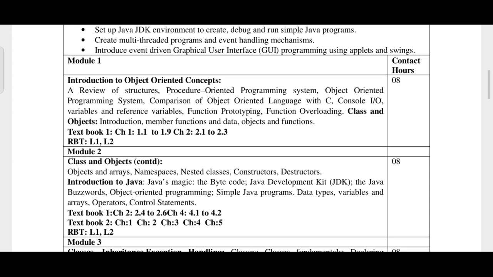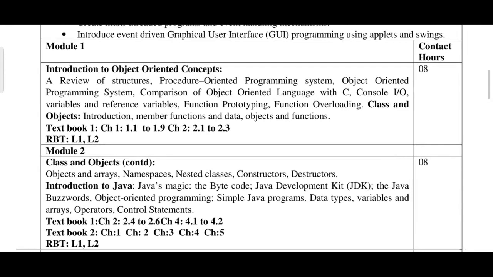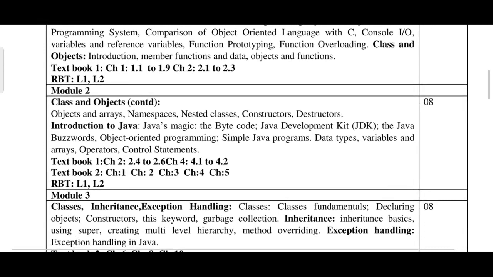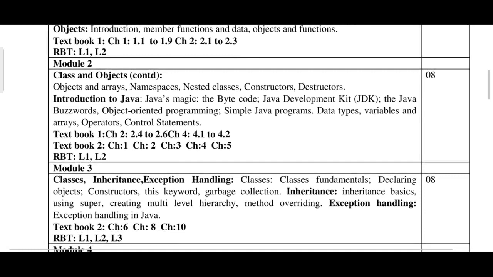So textbook number 1, as you can see here, which textbook? There are two textbooks mentioned. From textbook number 1, chapter numbers are mentioned 1.1 to 1.9, followed by 2.1, 2.2 and 2.3, then 2.4 to 6, 4.1 to 4.2. These are the various topics we'll be studying from the first textbook. Later on, the next module, introduction to Java, starts in the second module, right? So textbook 2, the complete reference. The soft copy of both the textbooks I have already shared. Please go through them once.